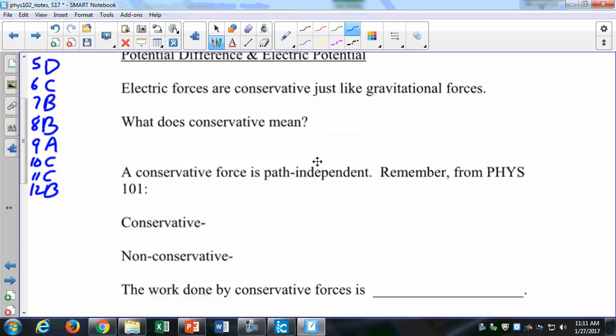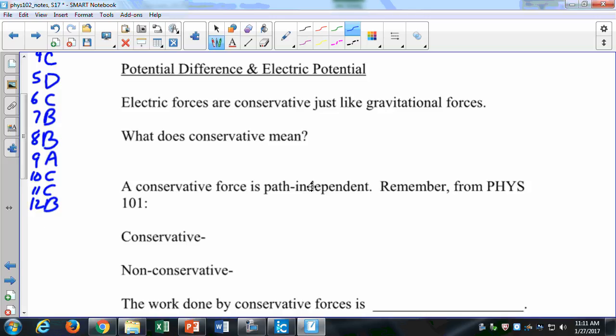But first, just a little bit of background. Electrical forces are conservative, just like gravitational forces. And do you recall what that meant when we said that gravitational forces were conservative? What did that mean? They don't lose energy, right? So they conserve energy or they don't lose energy. I like that even better.